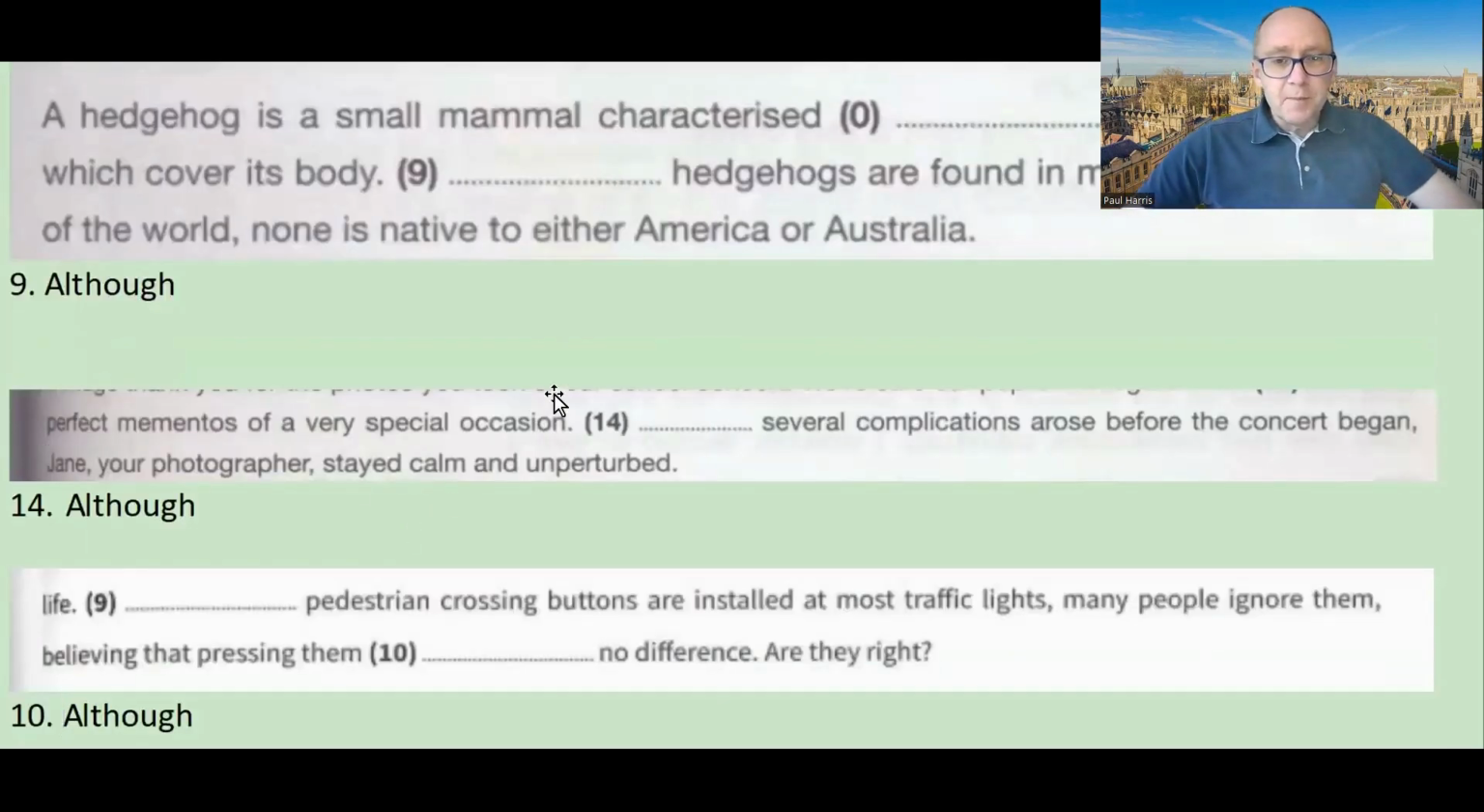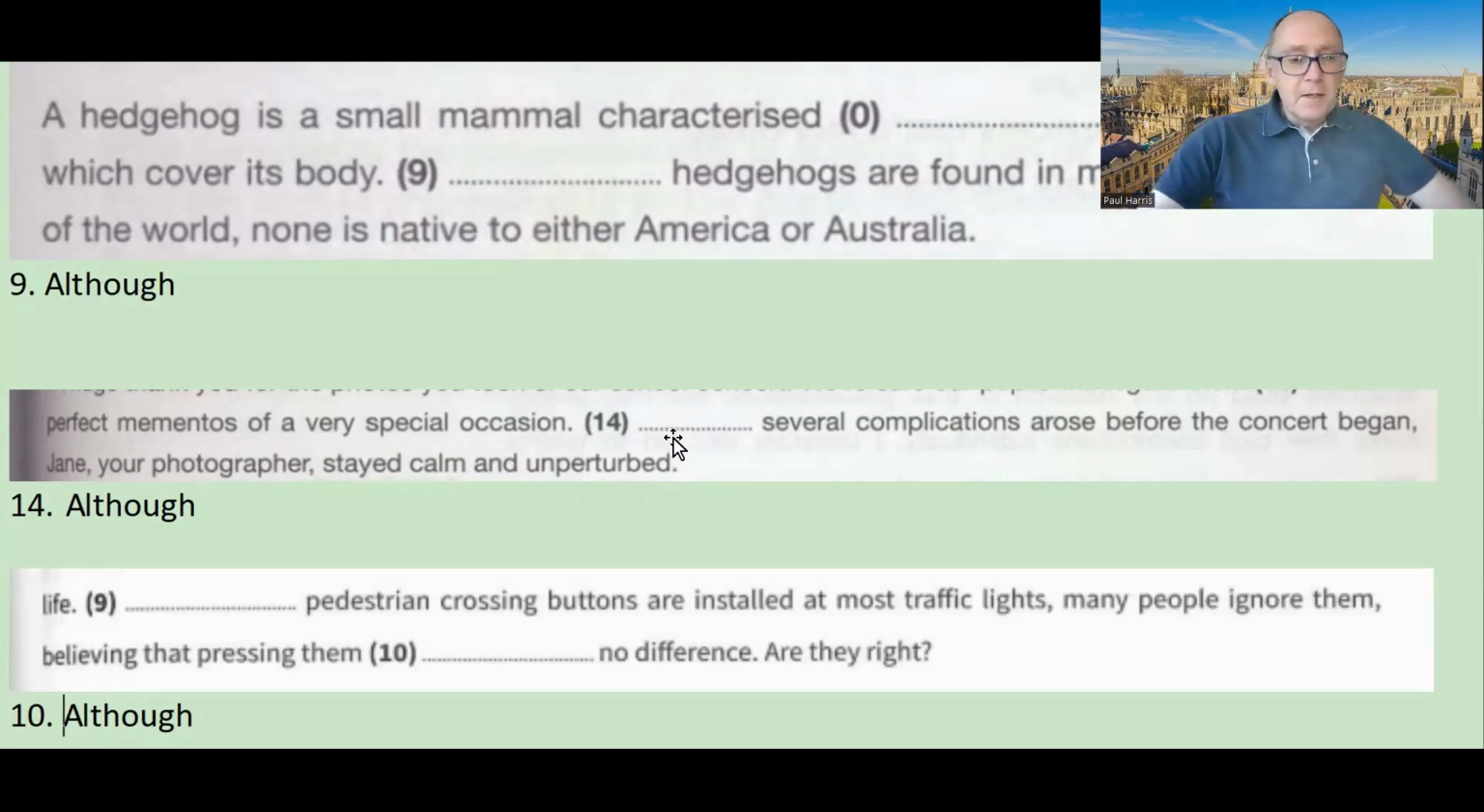Let's move on to another sentence, again from Part Two, open cloze. And you can see here, again, we've got two separate clauses. The first clause talks about the fact that there were particular complications before the concert, but that the photographer was calm and unperturbed. So there were no problems. She was quite relaxed. So although several complications arose before the concert began, Jane, your photographer, stayed calm and unperturbed. So very similar idea, two contrasting clauses here, and again, although is used to join these two.